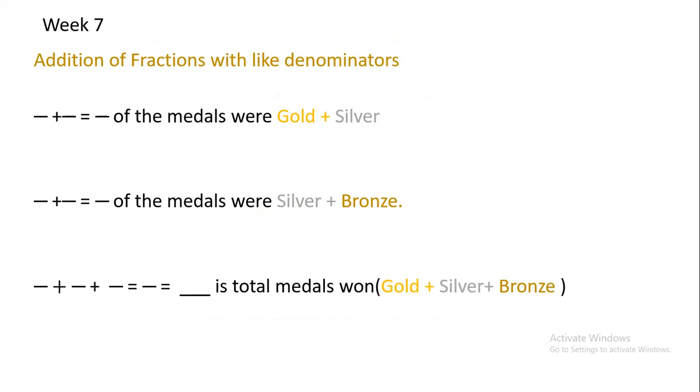At the end, for the same country you have chosen, you have to add, for example, gold and silver, and here you have to add silver and bronze, and here you have to add all the medals, and they equal what whole number? The gold, the silver, and the bronze. You are working on the same country. You choose a country from the beginning, and you keep working on it.